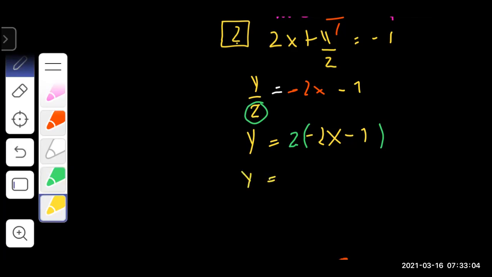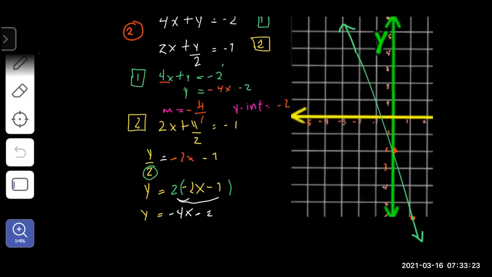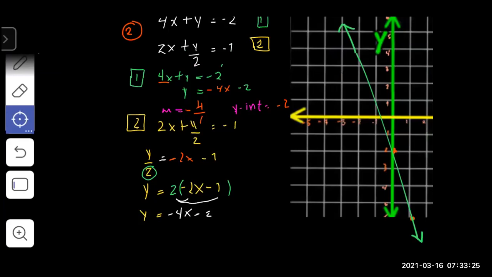2, guys, times 2, what does that equal? 4. -4, right? It's -4. Thank you, guys. It's negative 4. And then 2 times -1 is -2, right? Yes, -2. Now y is completely alone. Notice something, guys. Take a look at the slopes. Slope 1 is -4/1, and this is -4/1 and -2.